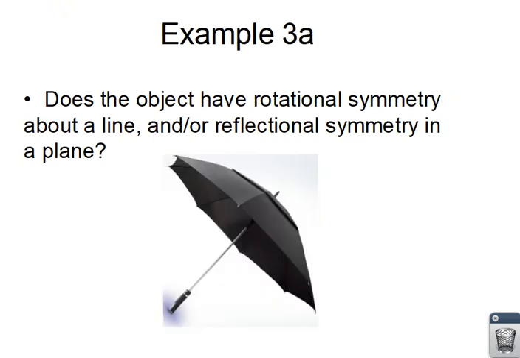All right, and the last one, an umbrella. And look at the handle of this umbrella. It does not have the little hook. It's just a straight handle. So does it have rotational symmetry? Absolutely yes. People spin their umbrellas all the time. And then does it have reflectional symmetry in a plane? Can I cut it straight down the middle and have two equal halves? And that answer would be yes, because it has a straight handle and not a curved handle.